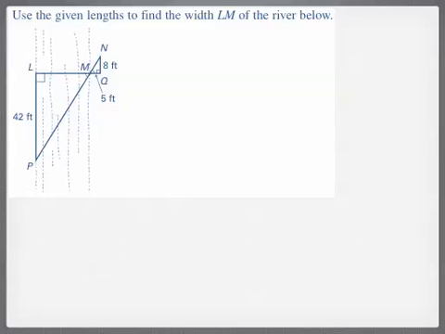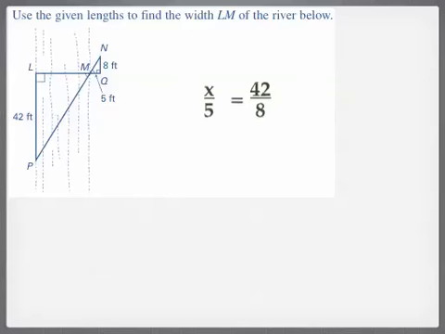The next example says use the given lengths to find the width LM of the river below. If you notice, both of these triangles are right triangles. They also both have vertical angles at LMP and NMQ. We also have corresponding pieces. My side that is 8 feet would correspond to the side that is 42 feet. And then the side that is 5 feet would correspond to side LM, which would be the width of the river that we are trying to find.